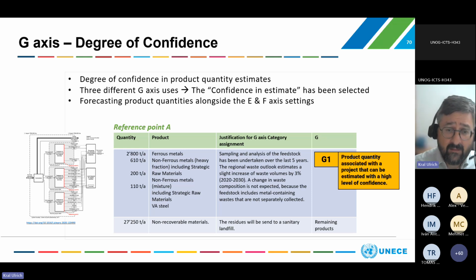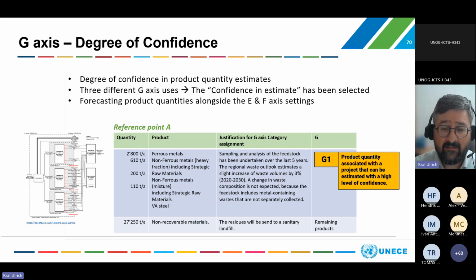So at the very end, we have the quantities. Here is an example. We have 2,800 tons of various metals and 610 tons per year of non-ferrous metals. And the justification provides more information on how these data were estimated.